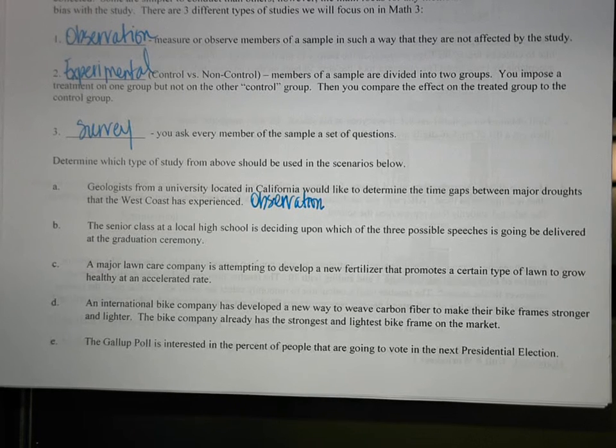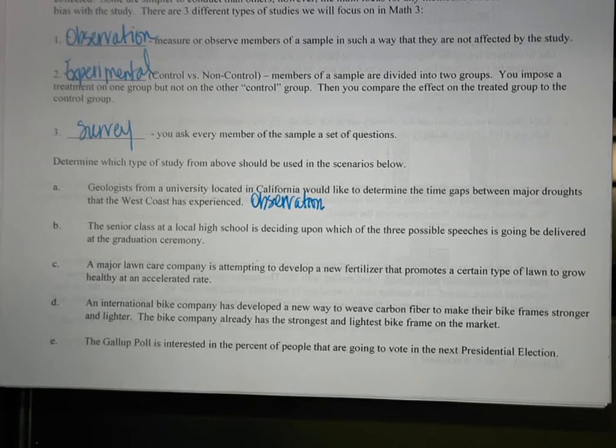B, the senior class at a local high school is deciding upon which of the three possible speeches is going to be delivered at the graduation ceremony. What type of method do you think you should use?